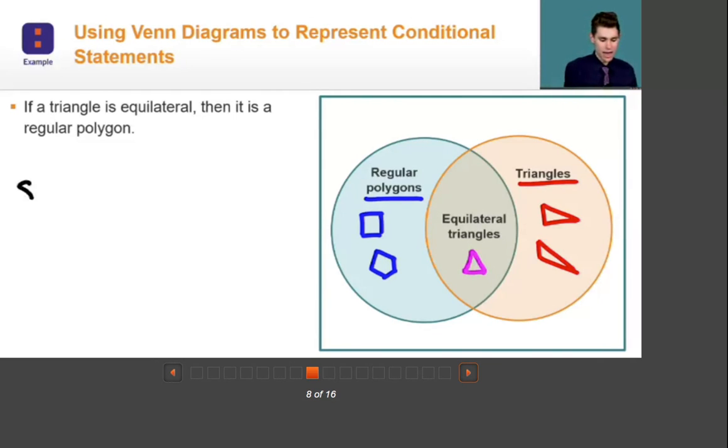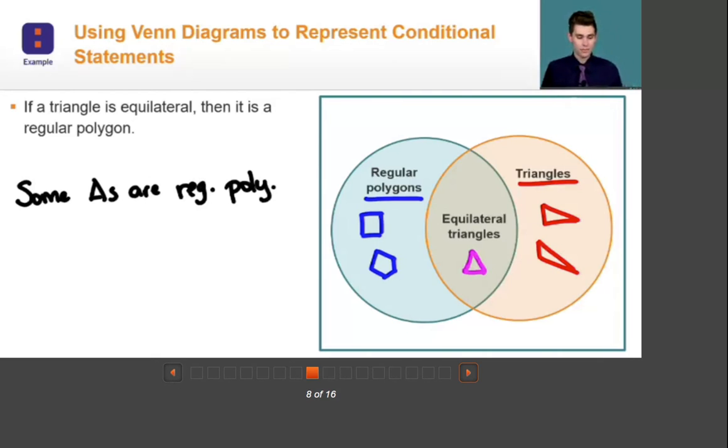I can make the statement that some triangles are regular polygons. Now this statement is supported by the Venn diagram because I can see some triangles that are not regular polygons, like these two here, but there's also a type of triangle here that is a regular polygon.